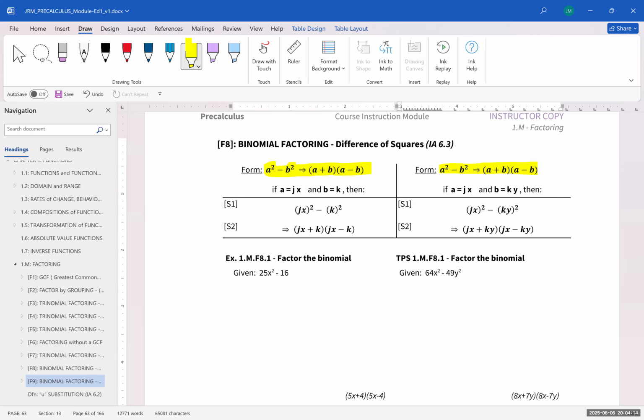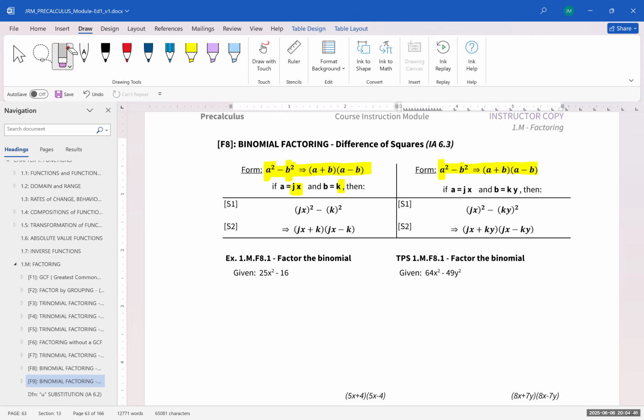What's different is that here the first term in the binomial has a variable x in it, whereas the second term does not have a variable in it. It's just a constant number. Whereas in this other variant, a has a variable and b also has a variable, like x and y. Okay, so those are the two variants that we're working with here. Otherwise, everything is the same.